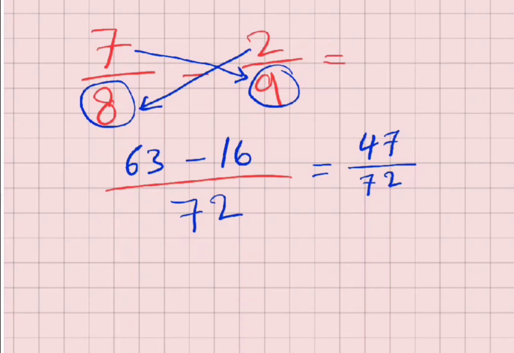Now what if we wanted to add or subtract, let's say, 3 fractions instead of 2? What should we do in this case? So let's say we wish to combine 3 over 4 plus 5 over 3 minus 7 over 2.